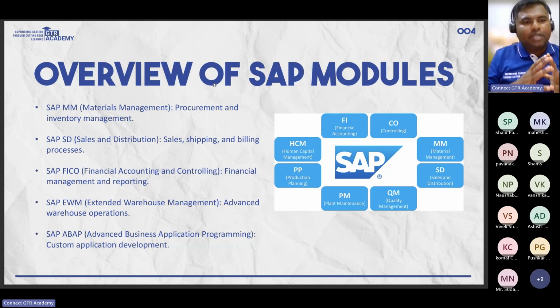And SAP SD, Sales and Distribution, works in a different direction compared to SAP MM, that is, sales. How to sell my product, how to ship my product, and how I am going to collect the amount or do the billing activities for my customers. All these things are handled in SAP SD, Sales and Distribution.